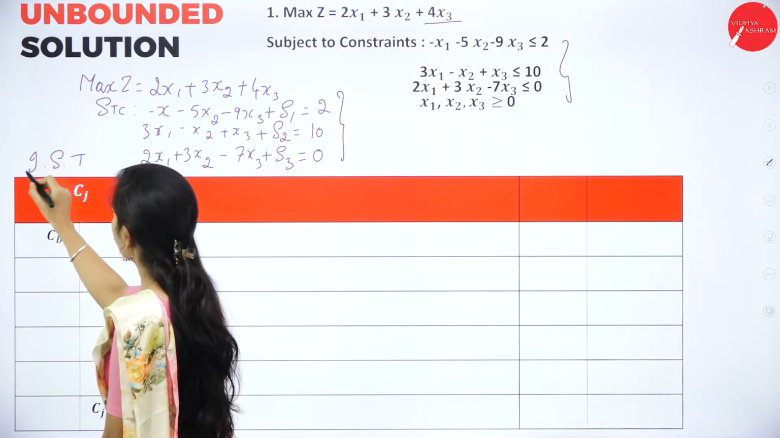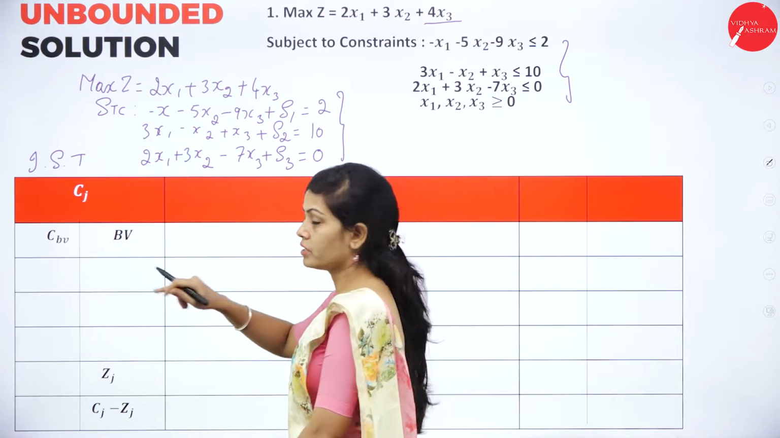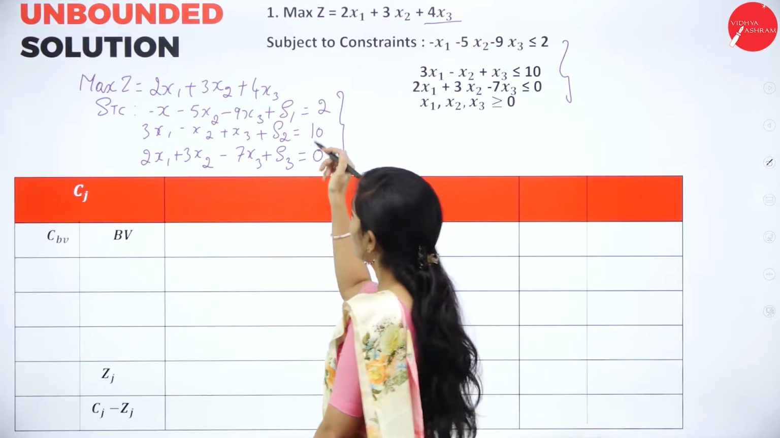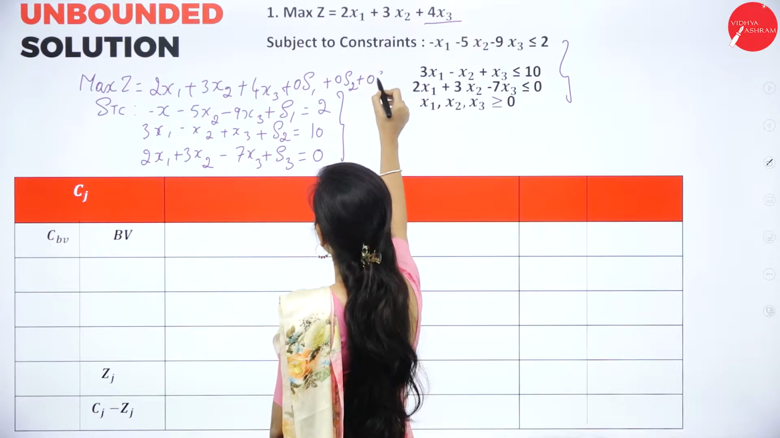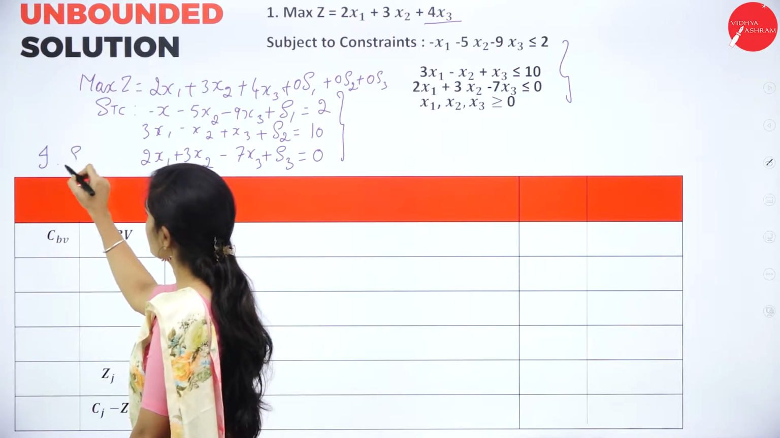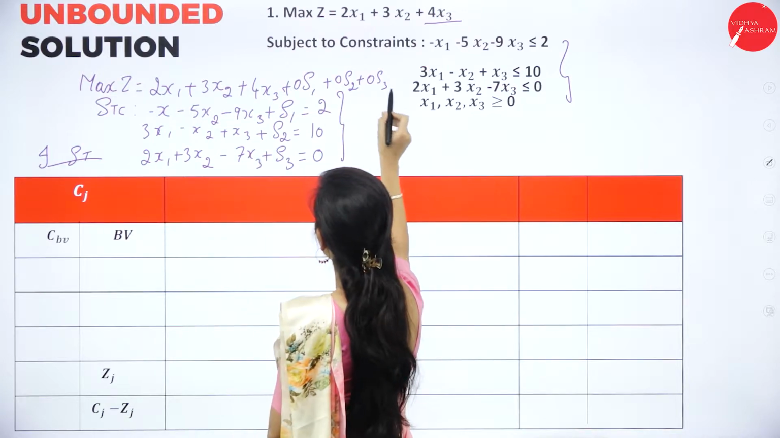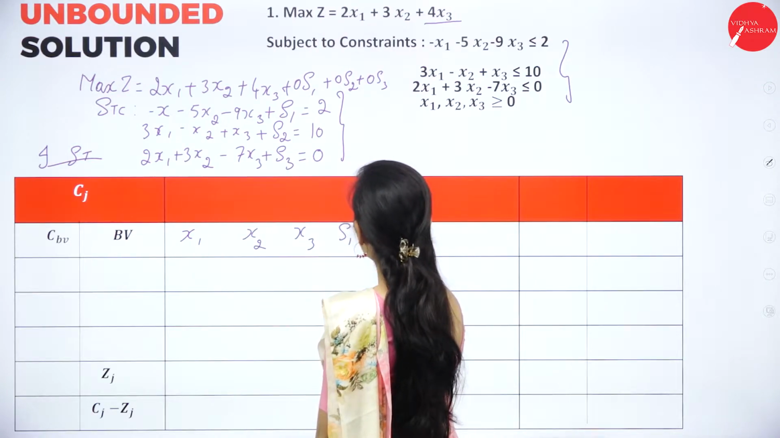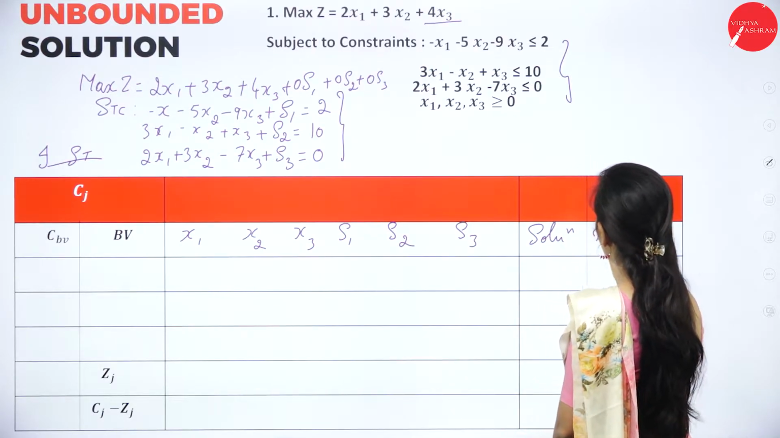Initial simplex table. So what is the first step? First you have to write the objective function's coefficients. So Cj stands for coefficient of objective function. After converting the inequality into equality, I'll write the objective function with 0s1, 0s2 and 0s3 because I have three slack variables here. So first find the basic variable. We have x1, x2, x3, s1, s2 and s3. And we have to find the solution and ratio.